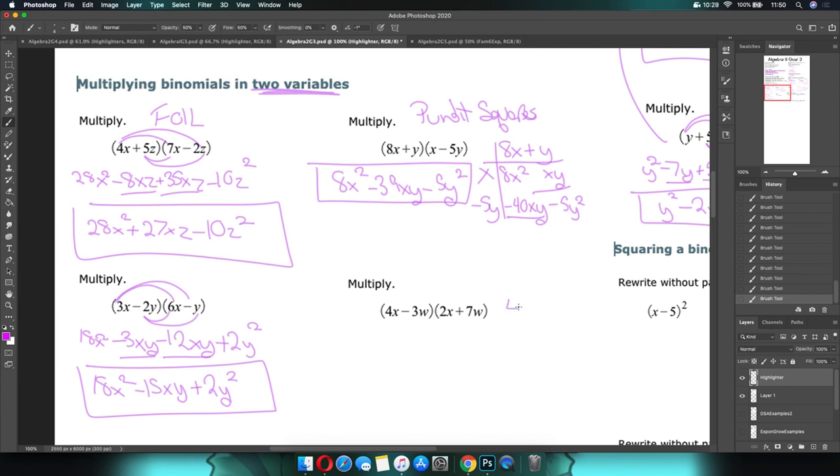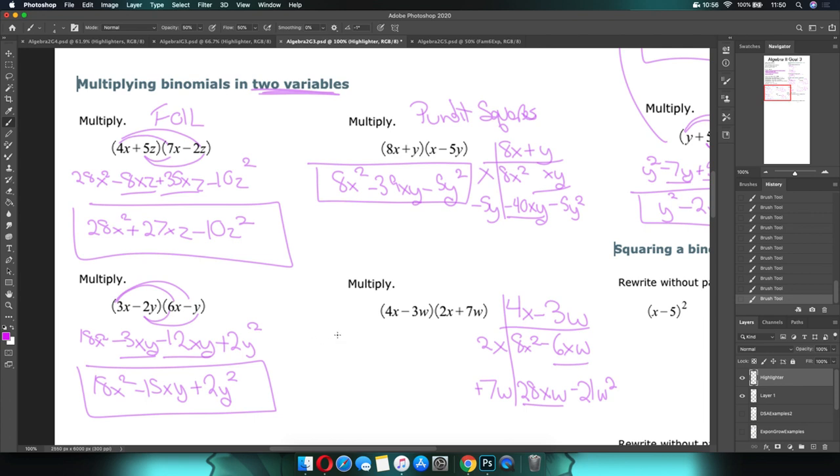Pick your favorite. We have 4x minus 3w, and then we have 2x and 7w. 4 times 2 is 8x squared. 3 times 2 is 6xw, or is it wx? It doesn't matter. 4 times 7 is 28xw, and then 3 times 7 is 21w squared, like terms.